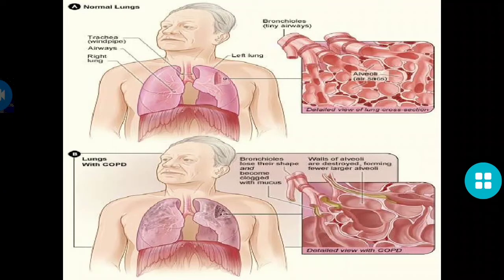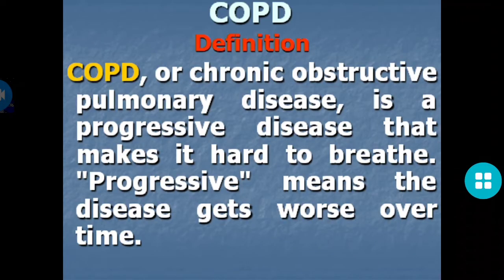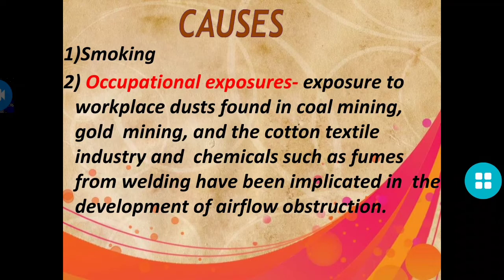First slide shows the normal lung and lungs with COPD. So you can see the difference between normal lung and lungs with COPD. Next, definition. Definition of COPD says that chronic obstructive pulmonary disease is a progressive disease that makes it hard to breathe. Progressive means the disease gets worse over time.